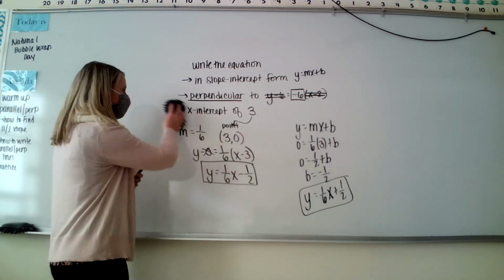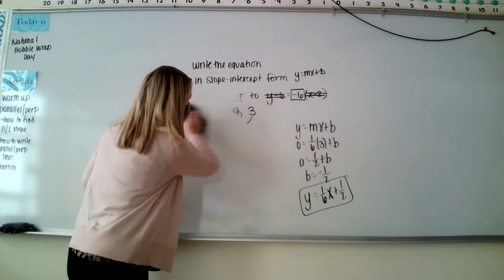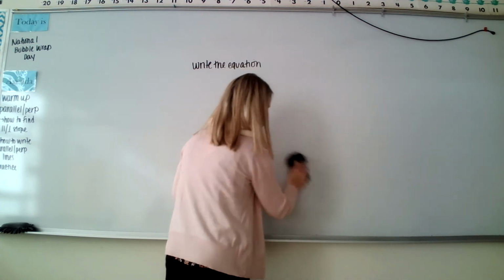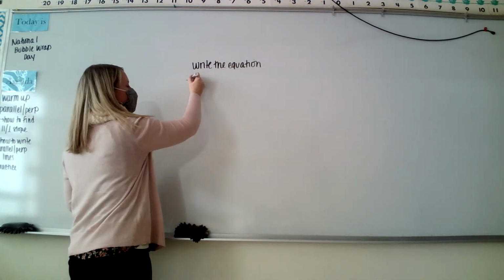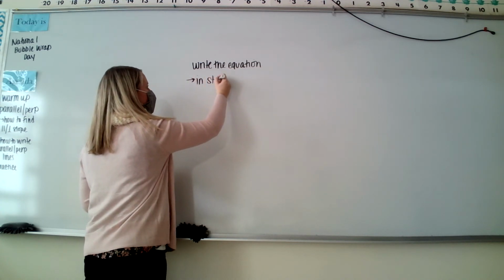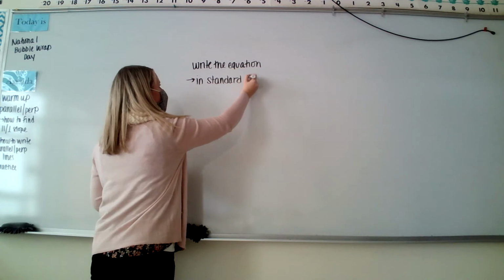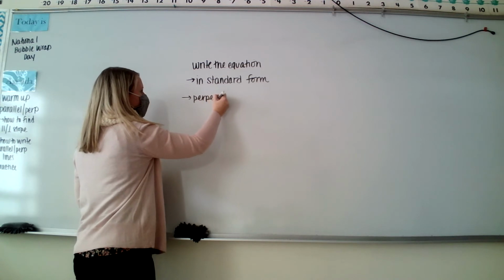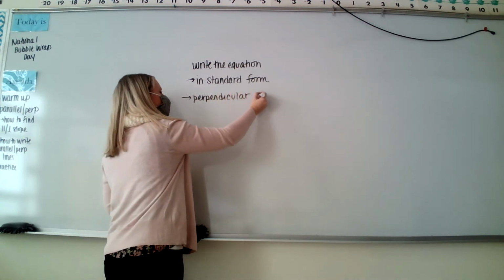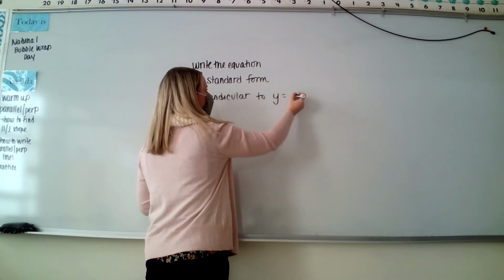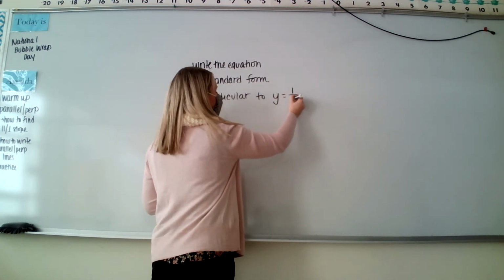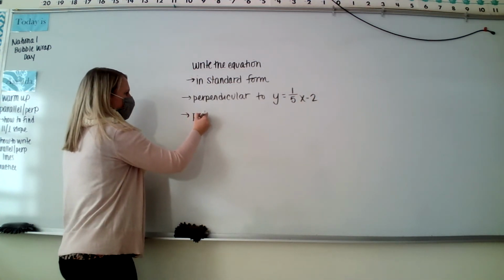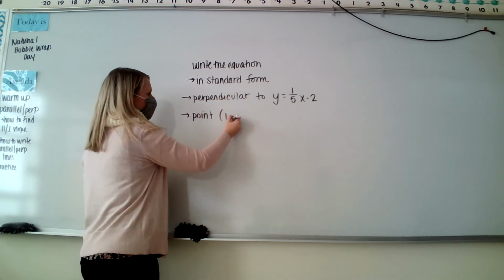So, good old friend standard form. All right, so we want to write an equation in standard form. Now we've seen all the forms, just as a good reminder. I want it to be perpendicular to this equation, y equals 1/5 x minus 2, and I want it to go through the point (1, 7).